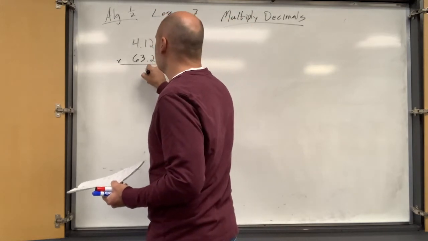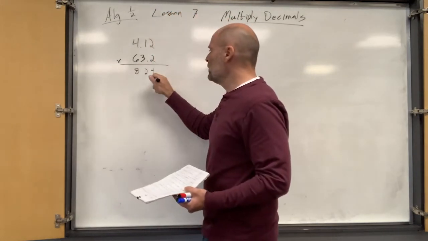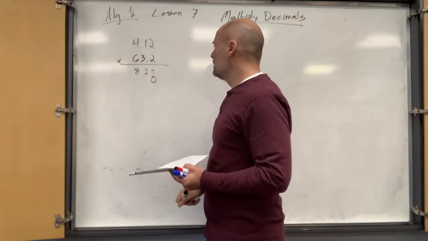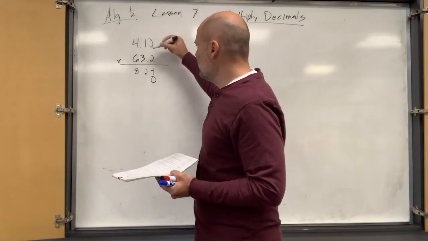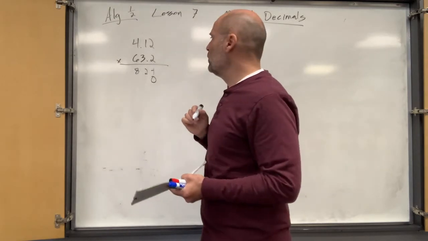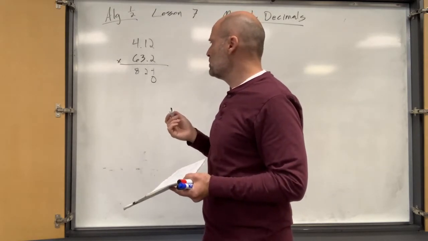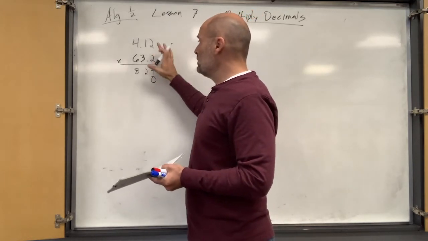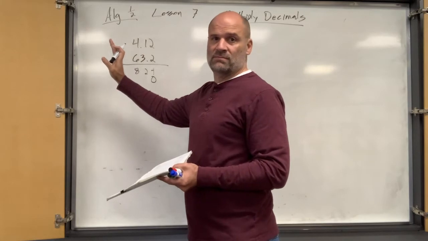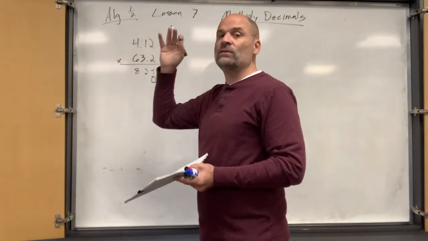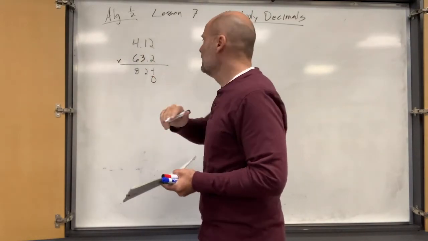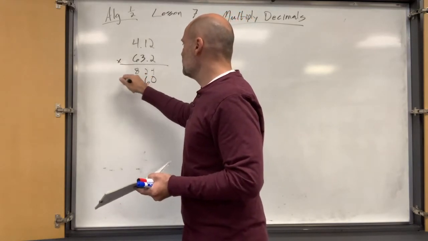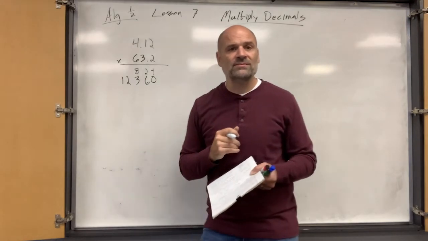So 4, 2, 8, and then don't forget that spacer there, that 0. This is what the problem is. I want to know what 4.12 times 63.2 is. So this is when you're multiplying. You don't have to line up the decimals. You just multiply normally. So now the 3 times 2 is 6. 3 times 1 is 3. 3 times 4 is 12. What were you gonna say, Xavier? I cut you off.